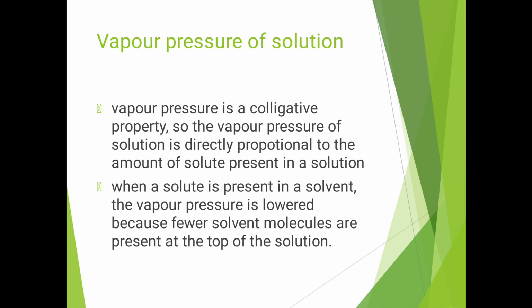Next, vapor pressure of a solution. Vapor pressure is a colligative property. So the lowering of the vapor pressure of the solution is directly proportional to the amount of solute that is present in a solution. When a solute is present in a solvent, the vapor pressure is lowered because fewer solvent molecules are present at the top of the solution.